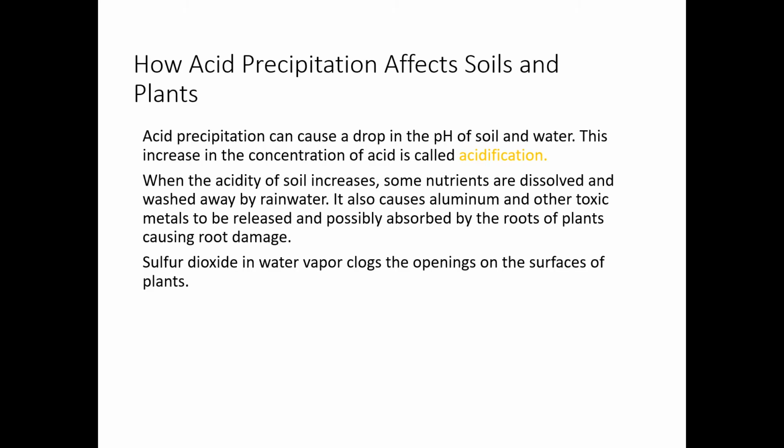So why do we care about acid precipitation? What does it do? Specifically, acid precipitation is going to harm the environment by causing a drop in the pH of the soil and water, which is kind of obvious because the rain is itself acidic. And just some terminology: anytime you increase the concentration of an acid, that's going to be called acidification.